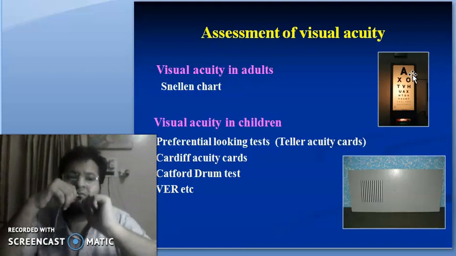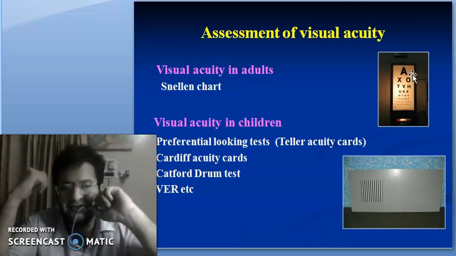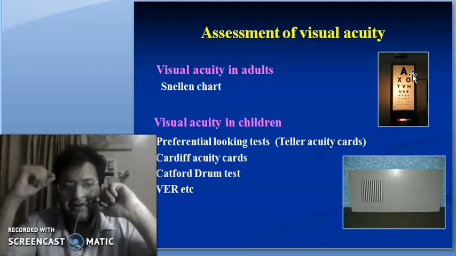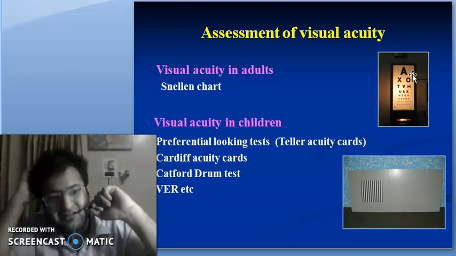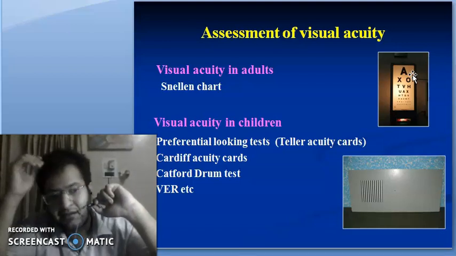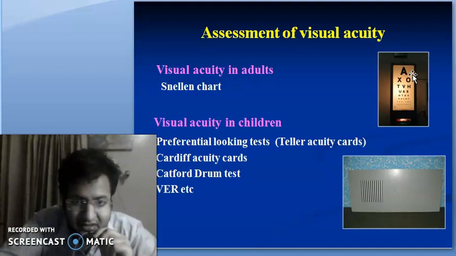The person must be able to see that same object even if it is sitting at 60 meters, based on the angle formed on the eye. The angle which is formed at 60 meters is formed at the 6 meters of the patient if the vision of the patient is 6 by 60.